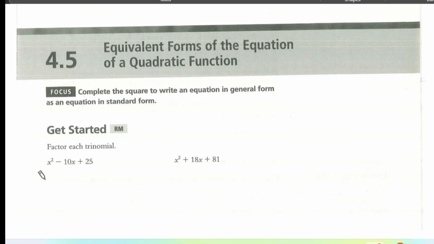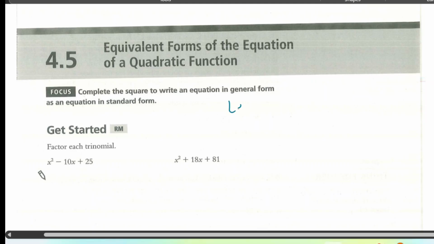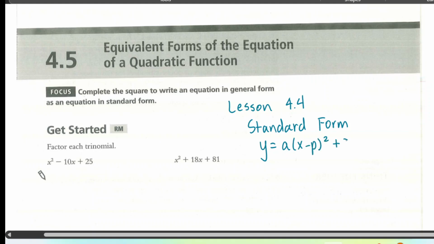This is lesson 4.5. We are going back and forth between equivalent forms of a quadratic function equation today. Just a quick review of the previous lesson, lesson 4.4. We learned about standard form of a quadratic equation. If you need to go back and watch that lesson, please feel free to do so, because you do need to understand standard form in order to do this lesson.